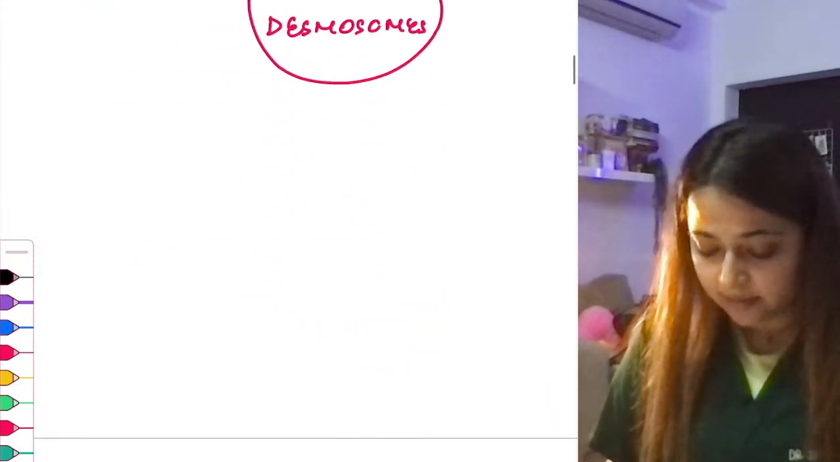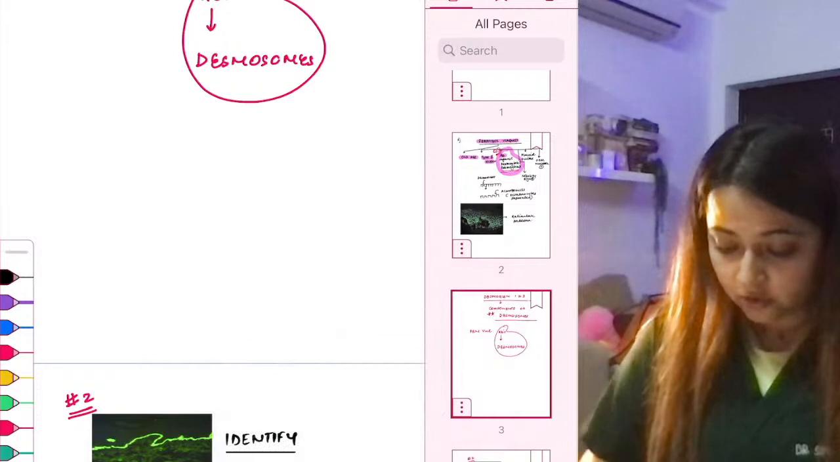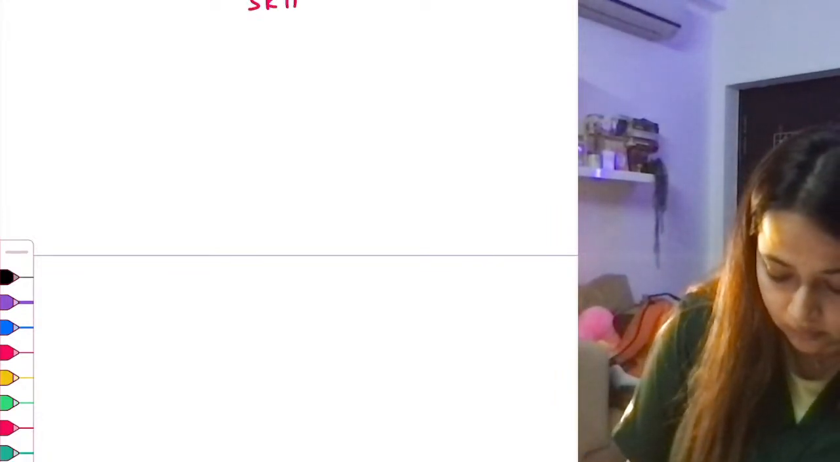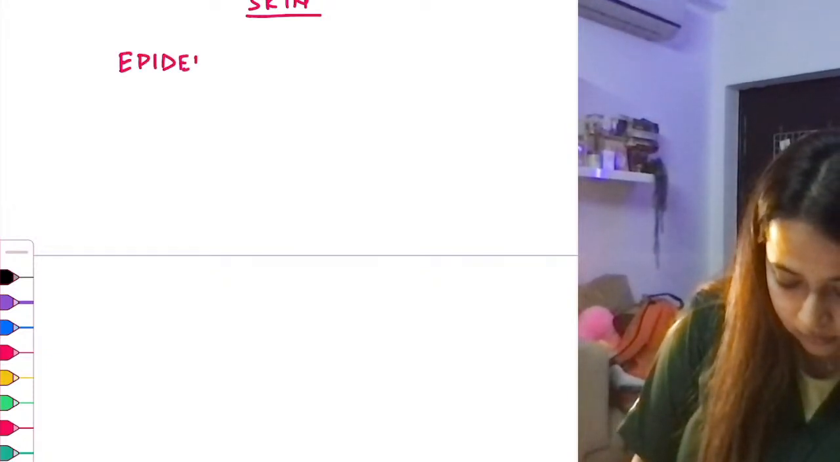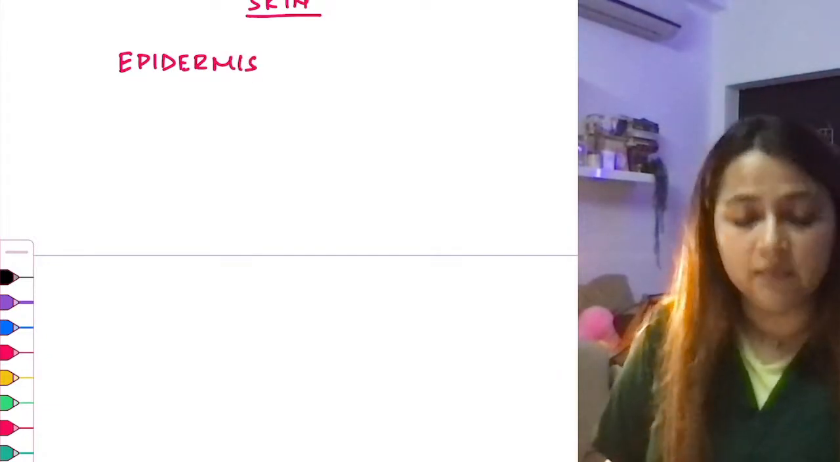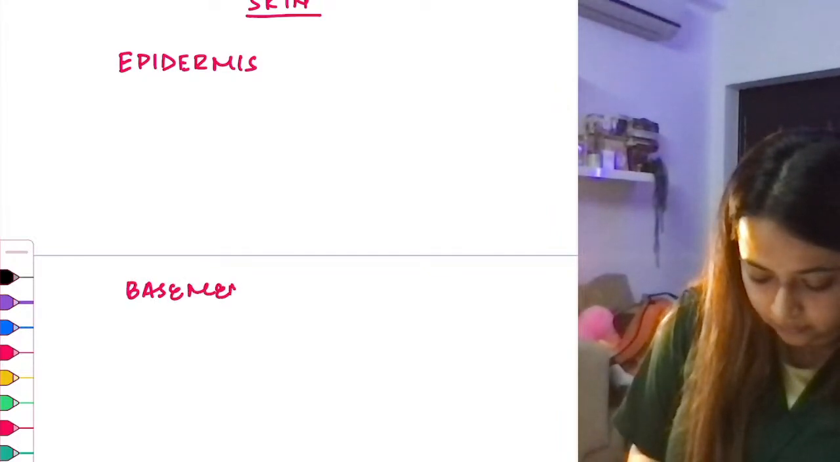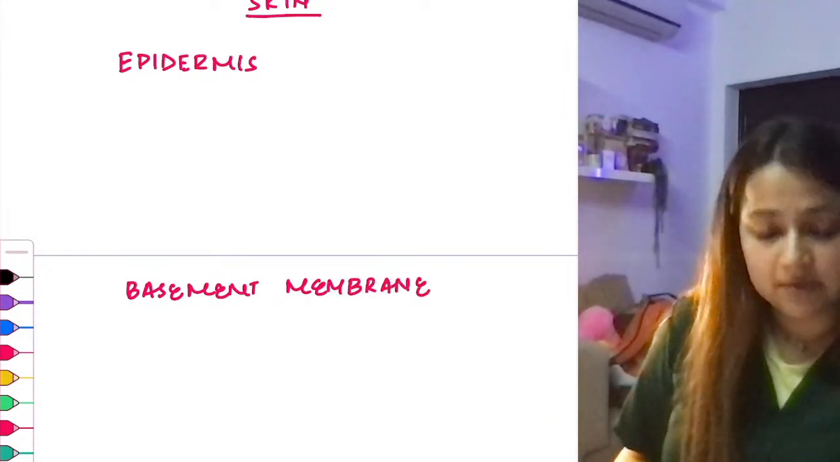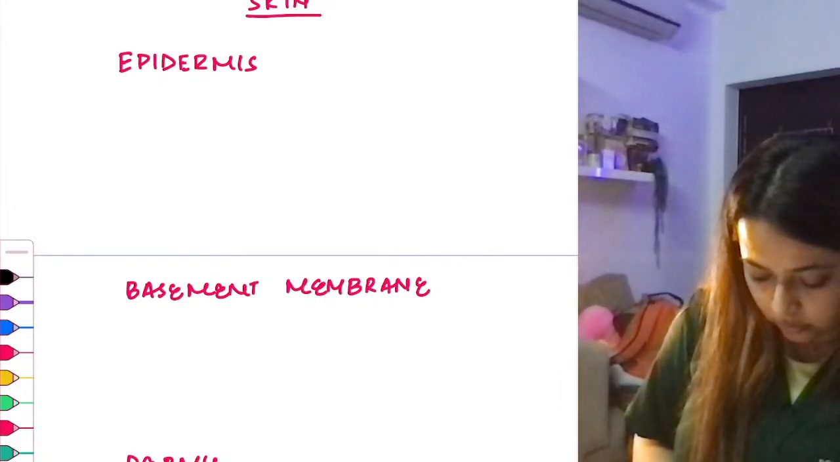Now, in order to understand this in a better way, you should know what desmosomes are. In order to understand desmosomes in a better way, first of all, you should be well versed with the layers of the skin. So this is very important, guys. When you talk about skin, we have epidermis. After epidermis, we have a basement membrane. Then begins the dermis, and then the subcutaneous tissue.